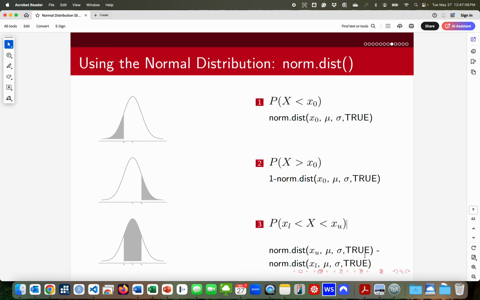Always do the big number first and the smaller number second. If you mess this up and your answer is negative, then you need to just flip it around because probabilities have to be positive.